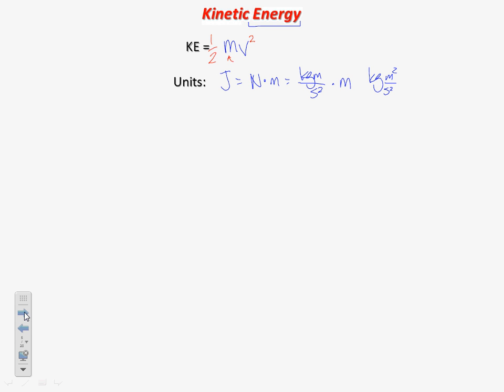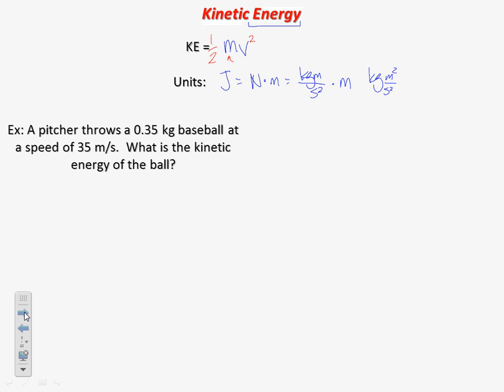So there's an equation for kinetic energy, 1/2 mv squared. All right, a pitcher throws a 350-gram baseball at 35 meters per second. What's the kinetic energy of the ball? KE equals 1/2 mv squared. Whoops, that's not true. Meters per second squared. Oh boy, that's like a third.